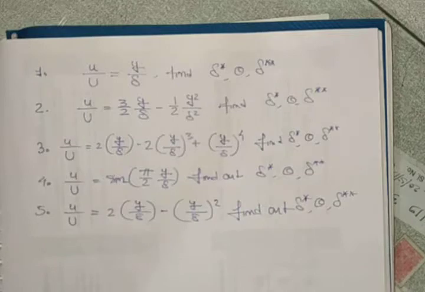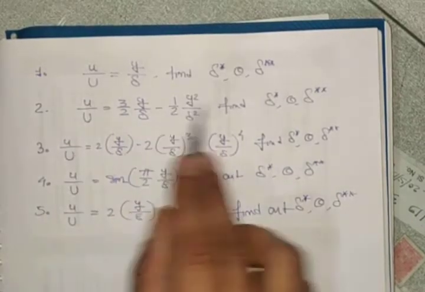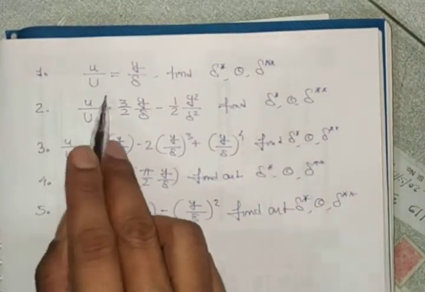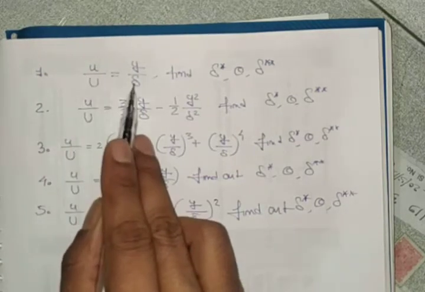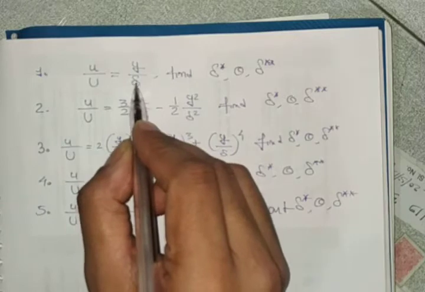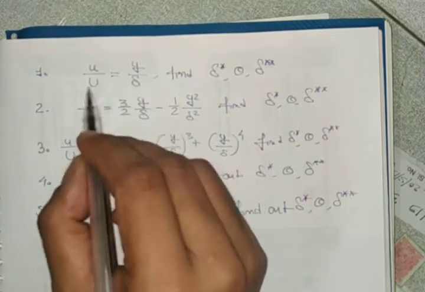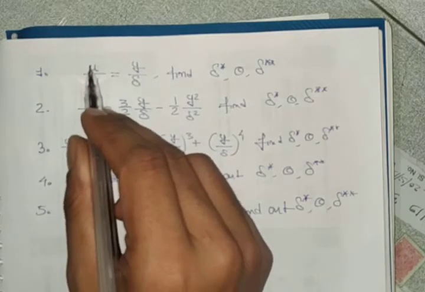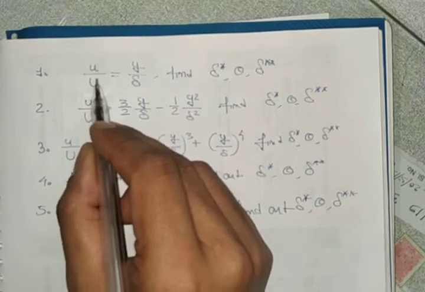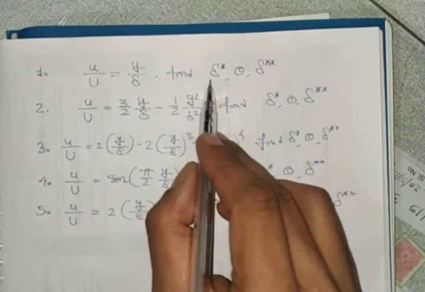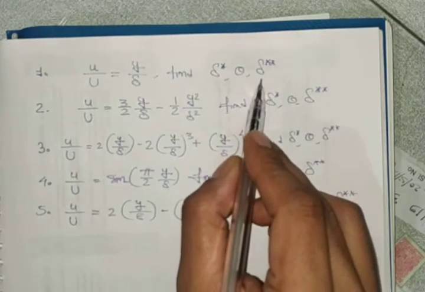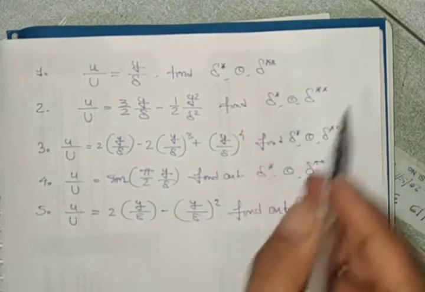Dear students, let's solve a few problems on boundary layer theory. Those are the few problems where the velocity profile is given in terms of boundary layer thickness and mainstream velocity. You have to find out displacement thickness, momentum thickness, and energy thickness.